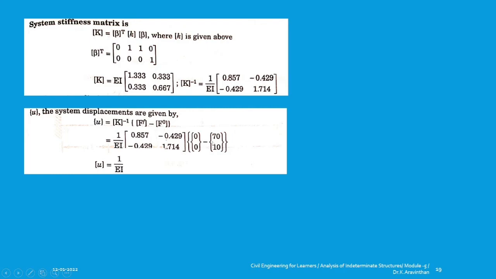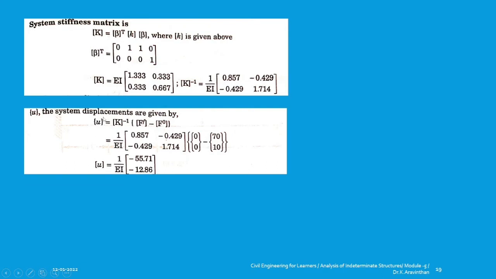So you have to multiply these two components. Since it is 0, you will be having minus 70 minus 10. You can multiply 0.857 into 70 and minus 0.429 into 10. You will be getting one answer, and the second answer will be 0.429 into 70 and 1.717 into minus 10. The answer will be minus 55.71 and minus 12.86. So this is your system displacement matrix.